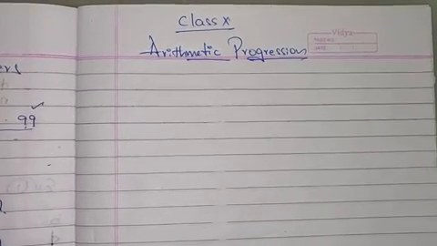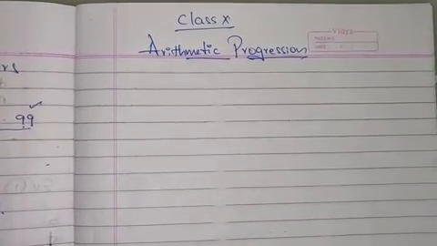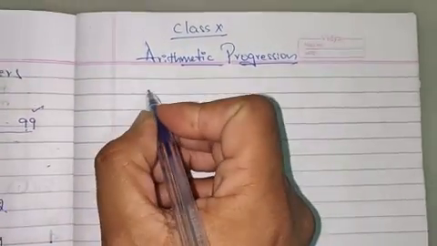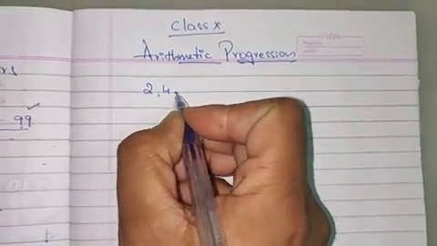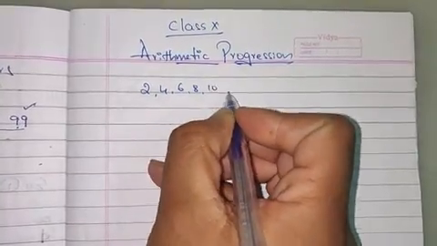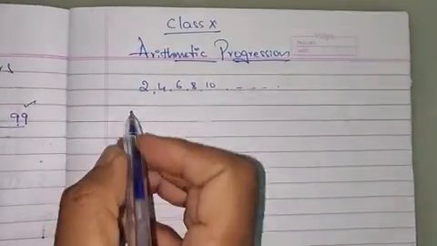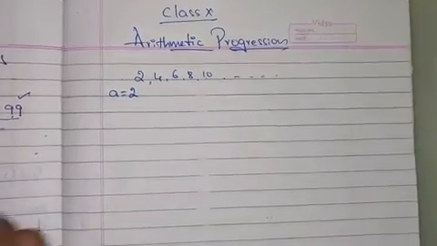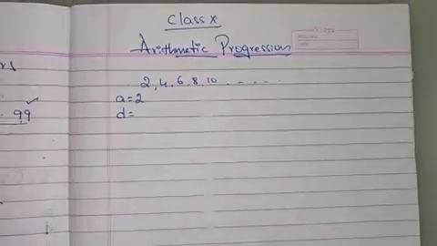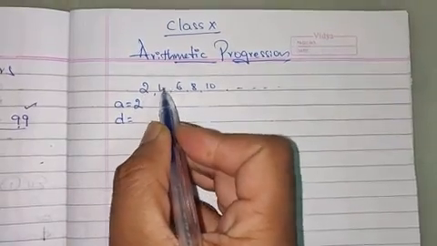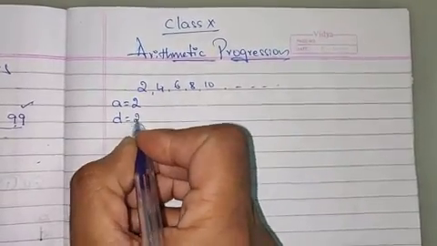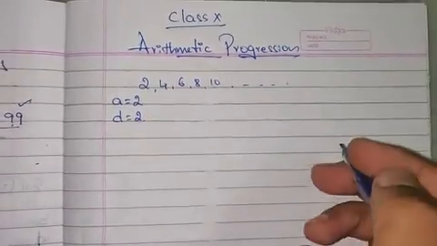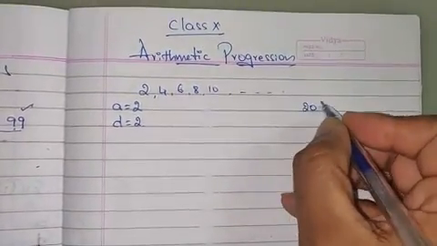In this class, let us discuss how to find the sum of terms. For example, if there are terms called 2, 4, 6, 8, 10 and so on. As we know from this example, A is equal to 2, the first term. D, the common difference, that is 4 minus 2, 6 minus 4, 8 minus 6, that will be also 2. And if they ask, find the sum of first 20 terms.